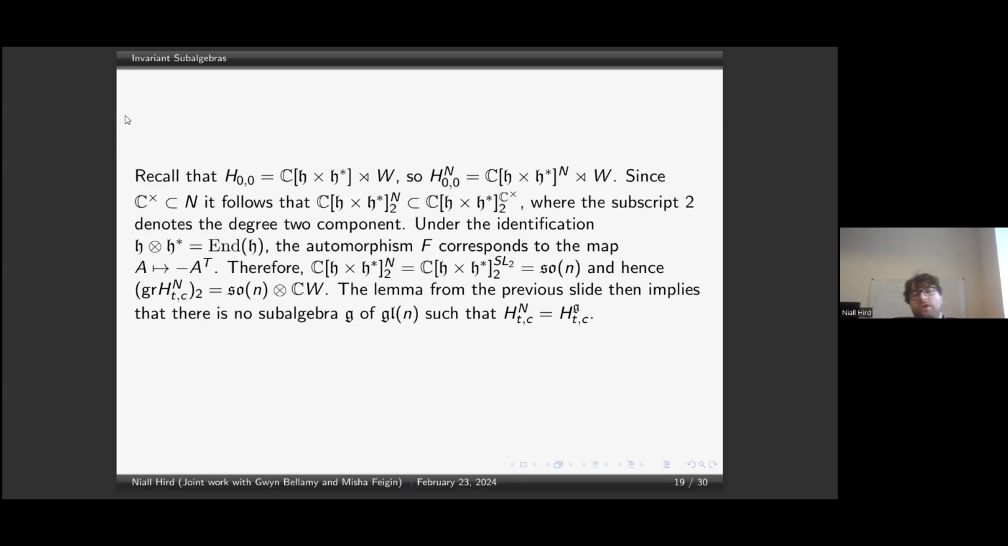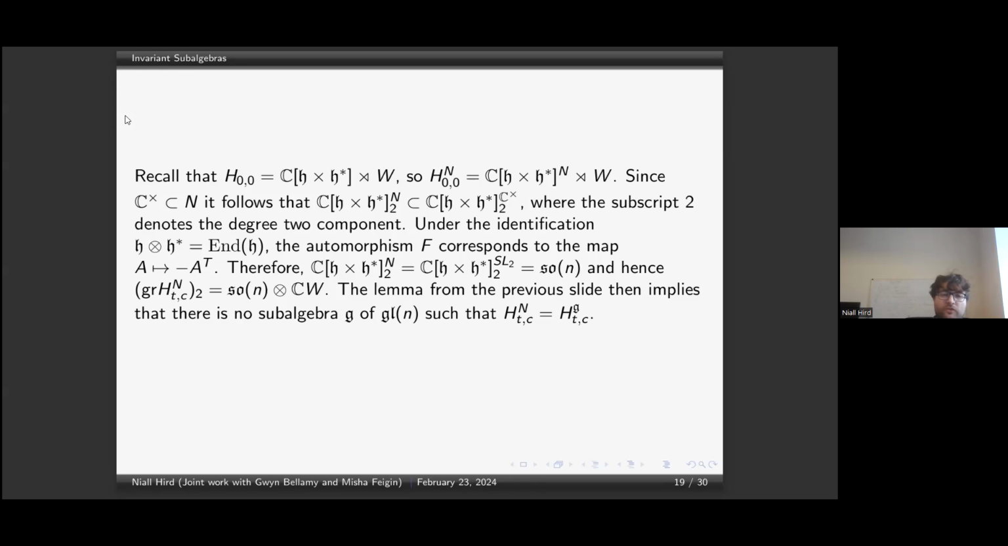We use the subscript 2 for the degree 2 component because the degree 2 component looks just like the tensor product of H and H dual. So then we can use our identification between H tensor H dual and the endomorphism ring, and the map F looks like the map that sends a matrix A to minus A transpose, which is exactly what SON is. So the ring of invariants for N is the same as the ring of invariants for SL2, which is the same as the algebra SON.